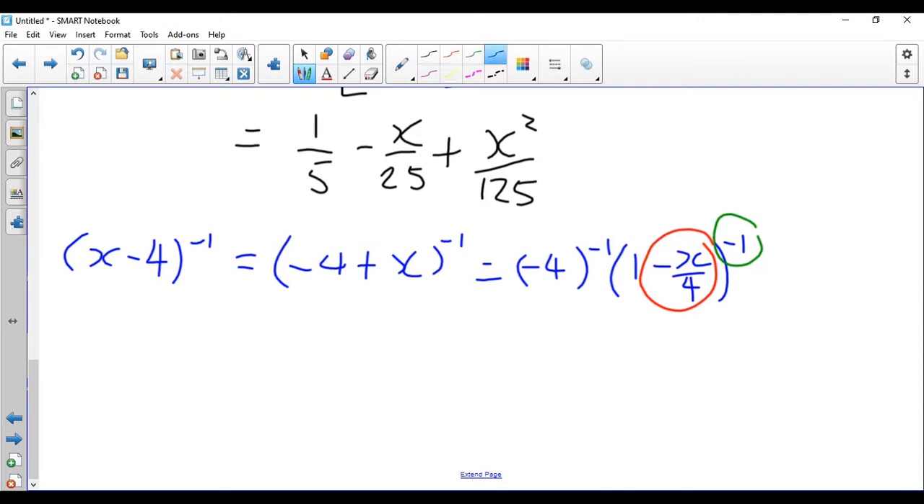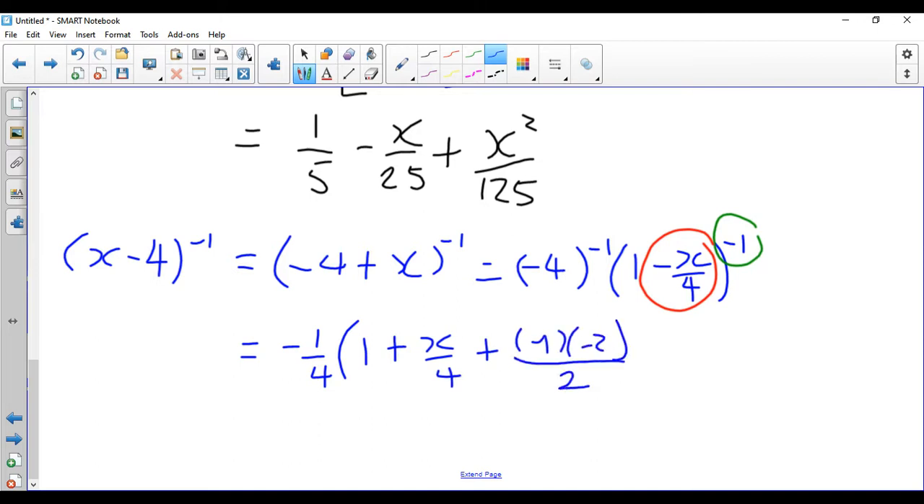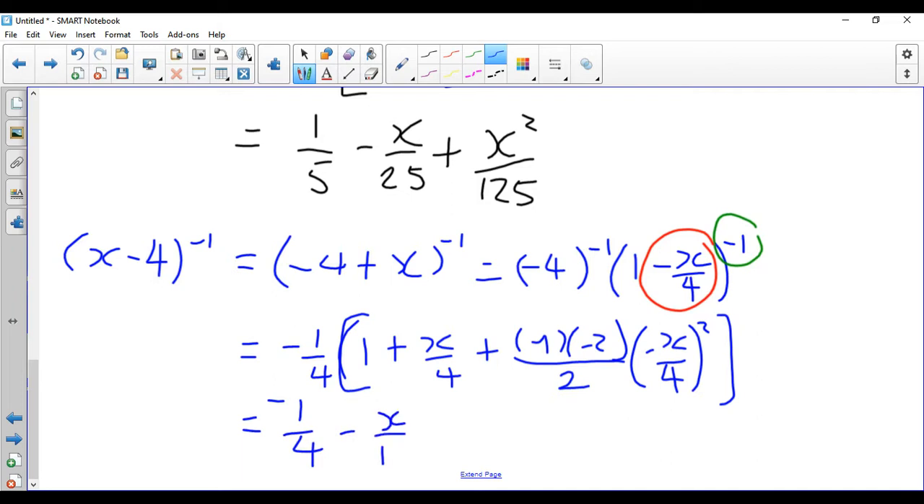Off we go. So I've got minus a quarter at the front. Okay, and then I've got 1. nx will be plus x over 4 plus minus 1 minus 2 over 2 minus x over 4 squared. Okay, work that out. It gives me a quarter, minus a quarter, minus x over 16 and minus x cubed over 64. Okay, so I've got my 2 expansions.